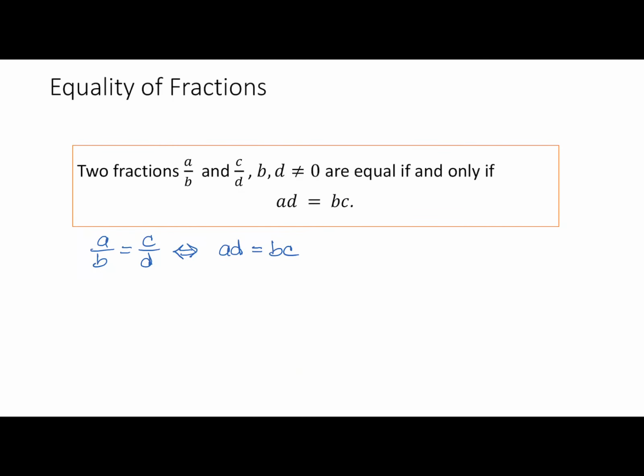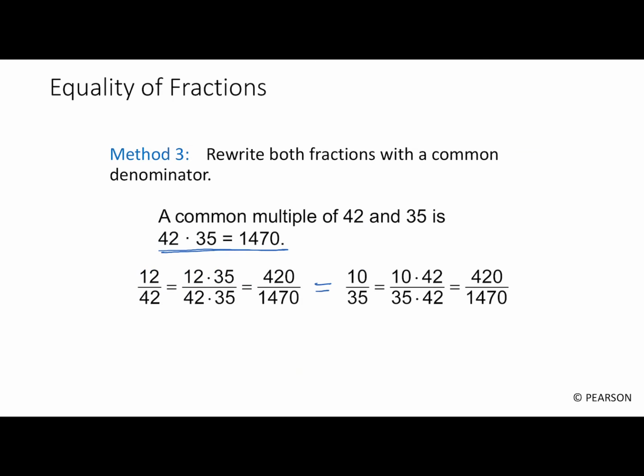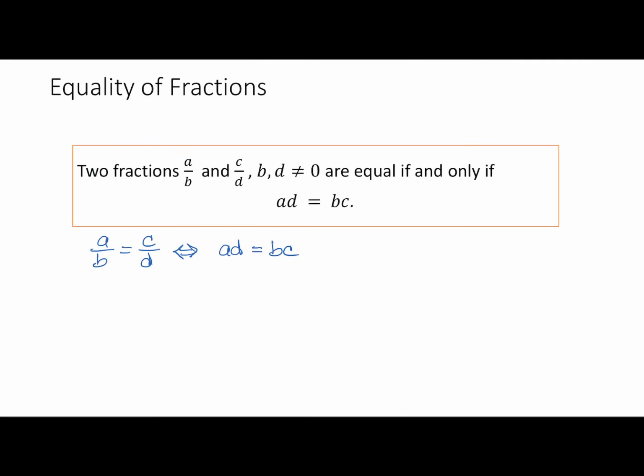Okay, so, sorry. Let's go back to our fractions. We had 12 over 42 and 10 over 35. 12 over 42 is equal to 10 over 35 if and only if 12 times 35 is equal to 10 times 42. Well, I'll do the right-hand side. I get 420, and so hopefully when I multiply 12 times 35, I get 420.